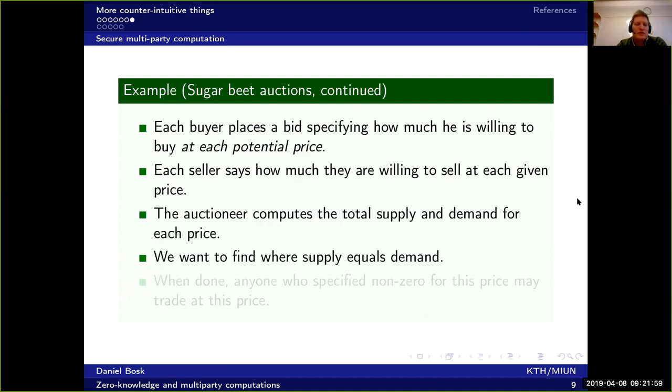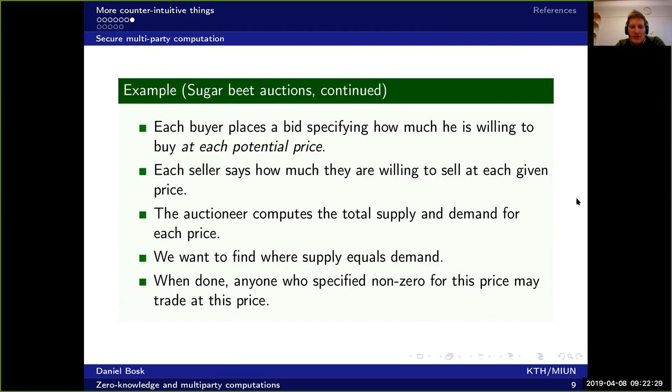And the auctioneer in this case simply computes the total supply and demand for each price, and wants to find where supply equals demand, so that all the farmers get to sell all their sugar beets, and the sugar producer gets to buy as many sugar beets as needed. When this is done, anyone who has specified a non-zero amount for this price may trade sugar beets at this price.